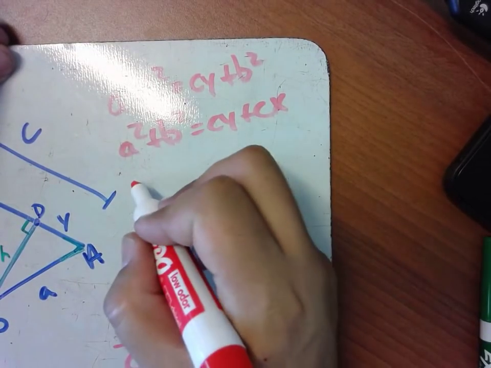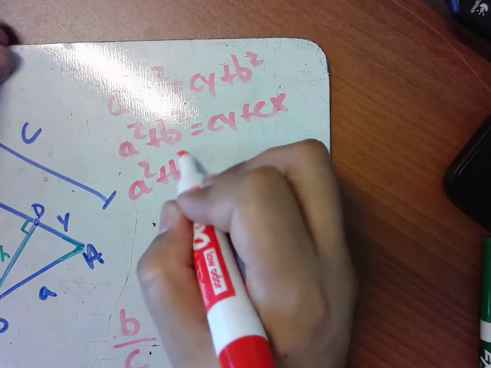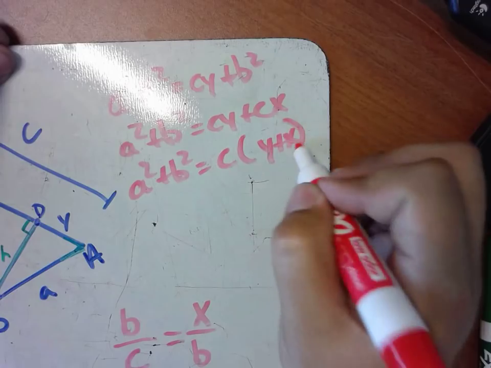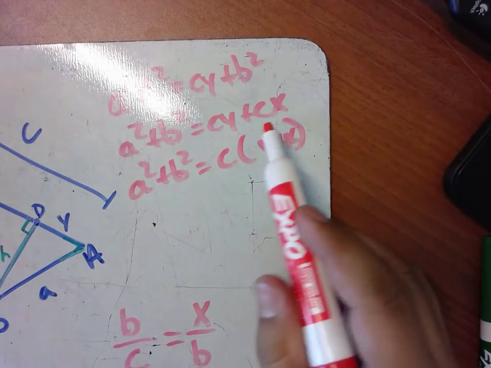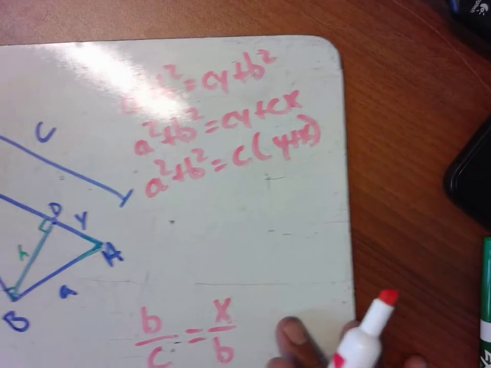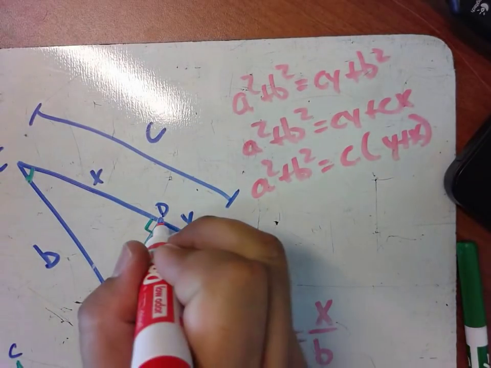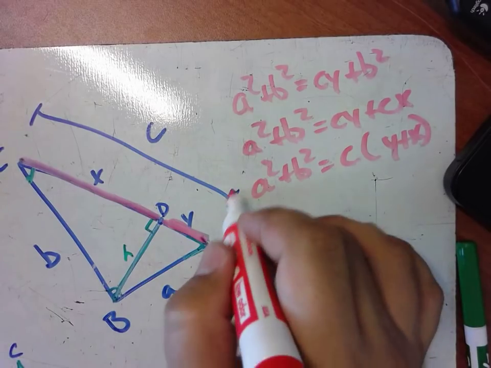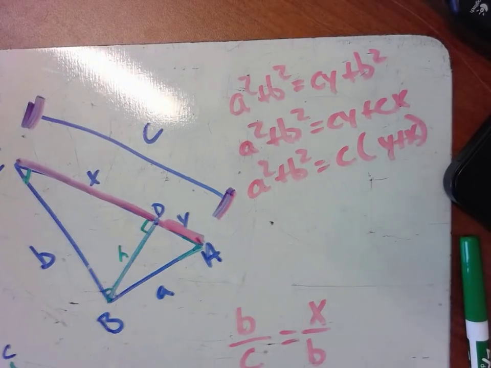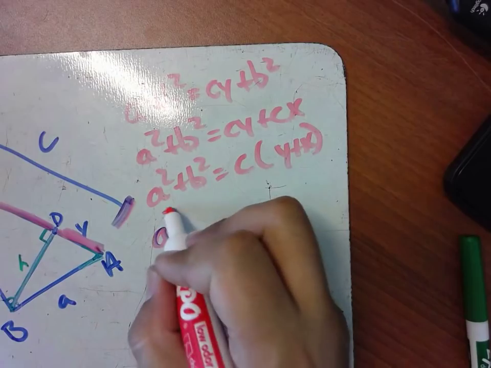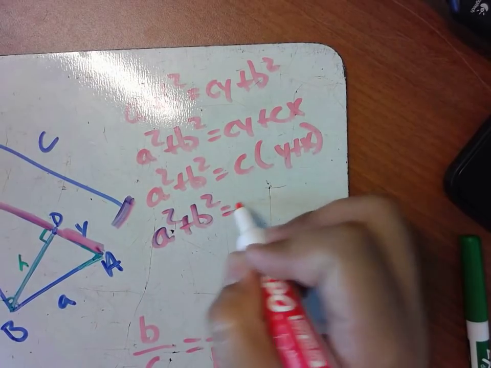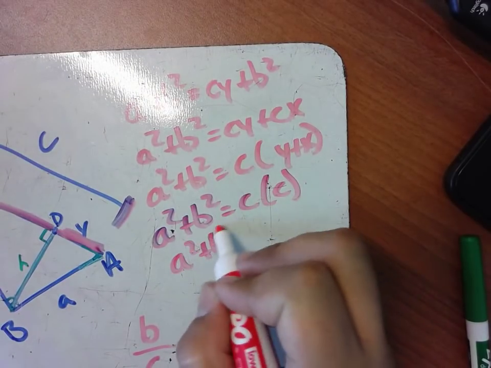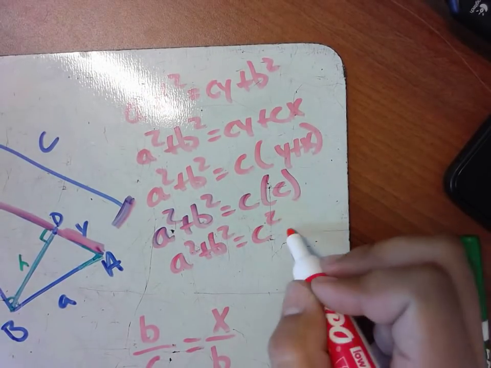Now I'm going to factor. A squared plus B squared equals C times Y plus X. They both have a C, so I can factor out a C. Now Y plus X. If I take Y and I add X to it, you get C, which gives me A squared plus B squared equals C times C. C times C, A squared plus B squared equals C squared.